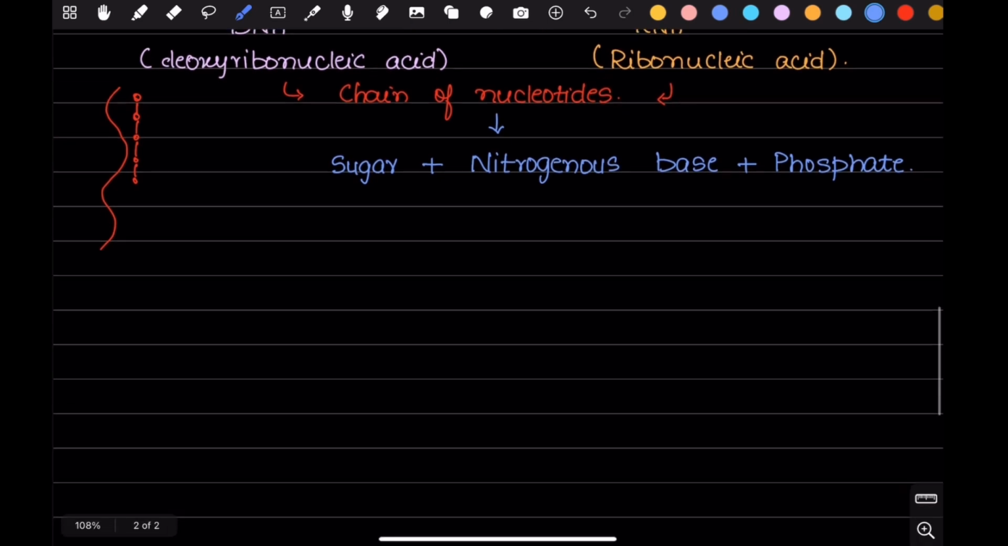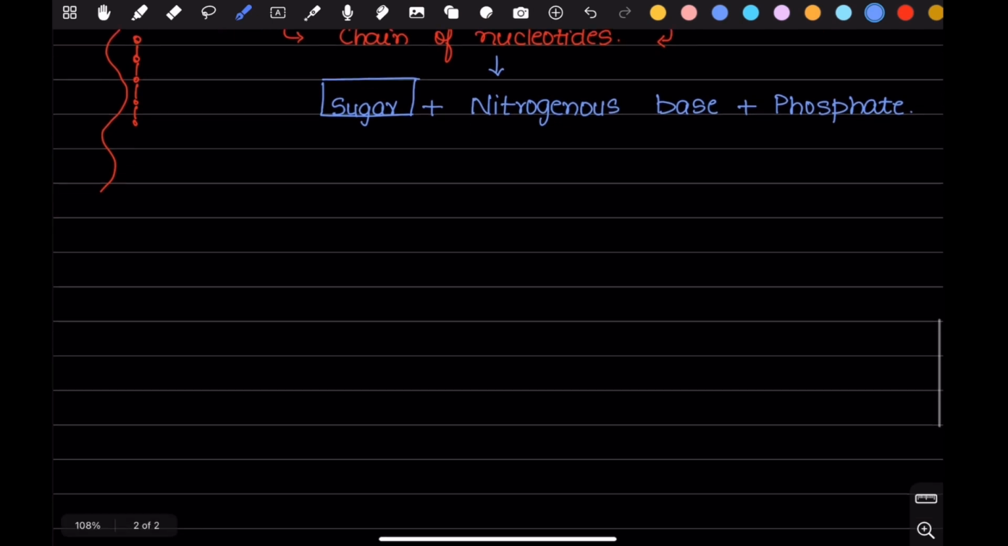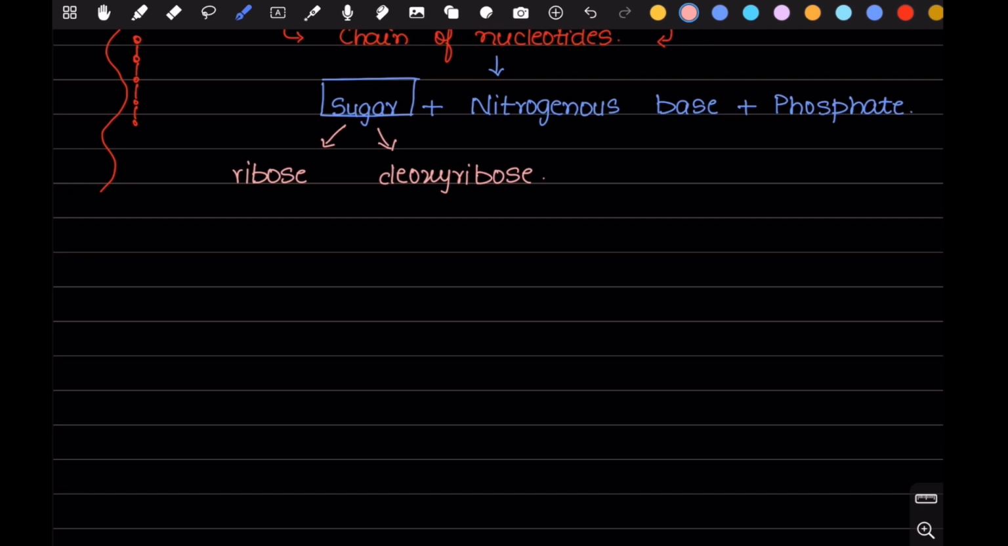So the difference in the sugar makes the difference in RNA and DNA. There are two types of sugars, that is ribose sugar and deoxyribose sugar. It is the difference in their structure that is making them ribose and deoxyribose. The name itself says deoxy means absence of oxygen. So there is absence of an oxygen atom at one place of its chemical structure.